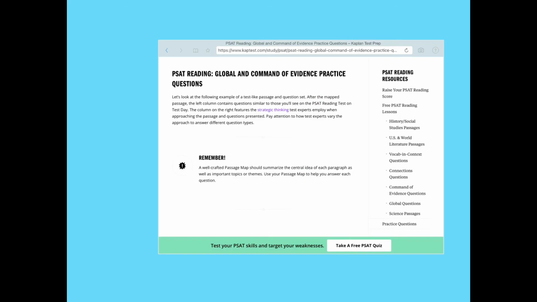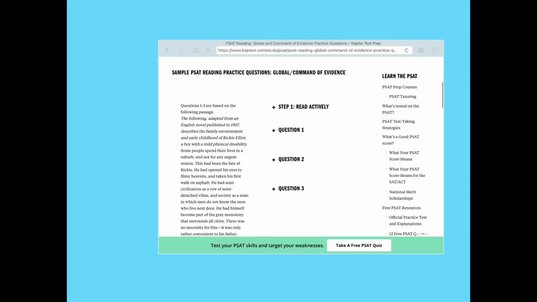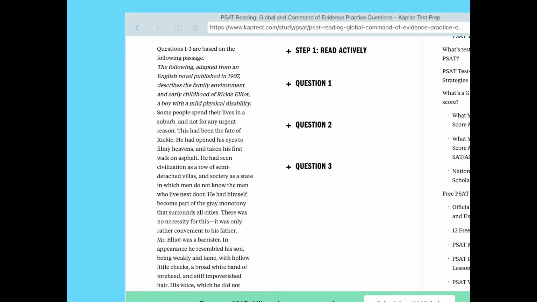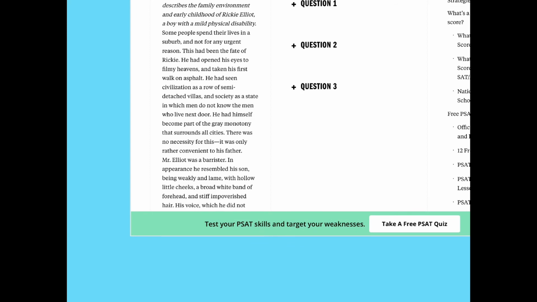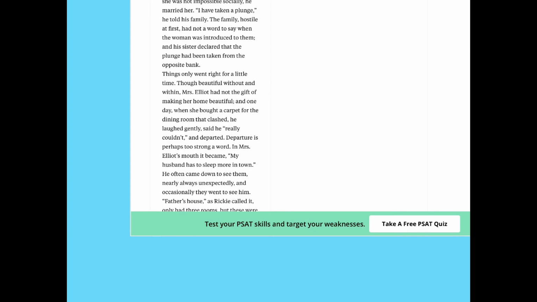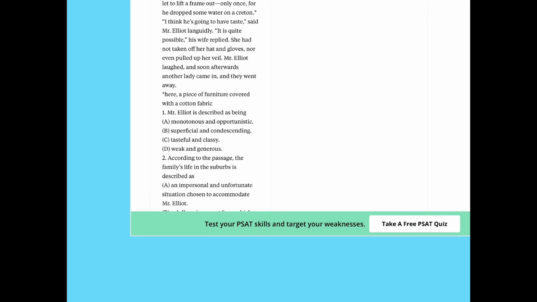As you work your way through, I'm going to get back into this document a little bit. You'll see that there's an example, and in this particular example you're given a passage to read. The passage is right here, and I'll let you read through it at your leisure. But you'll get to some questions once we get to the end there. The first question says, Mr. Elliot is described as being A, monotonous and opportunistic, B, superficial, C, tasteful and classy, and D, weak and generous.